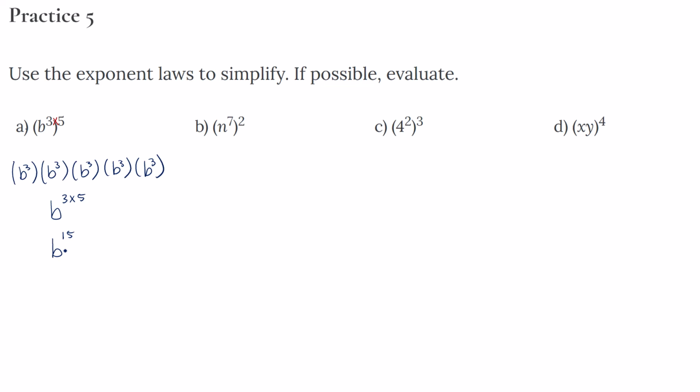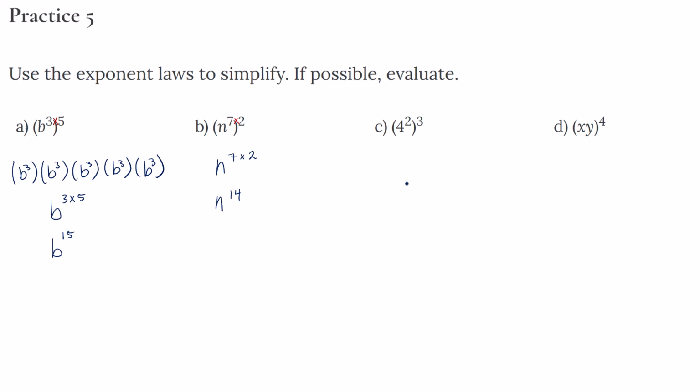So with b, we again have a base to an exponent to another exponent. So because of that, we can use the power of power law. So n to the power of 7 multiplied by 2. So n to the power of 14. When I'm using the power of power law, I sometimes like to put a multiplication sign between the two exponents to remind myself that I'm going to multiply them.